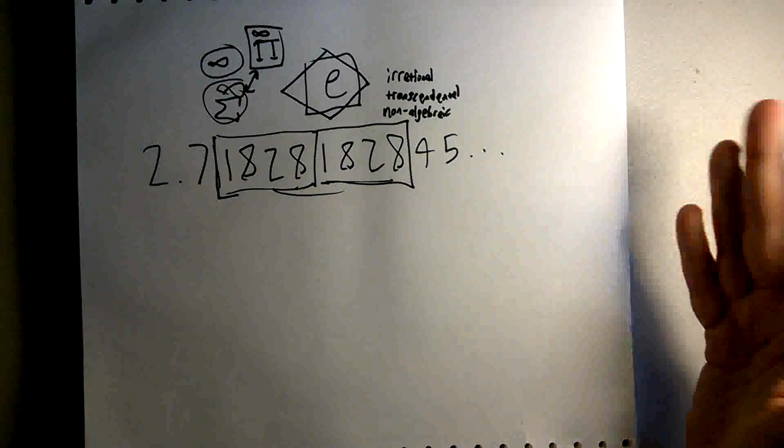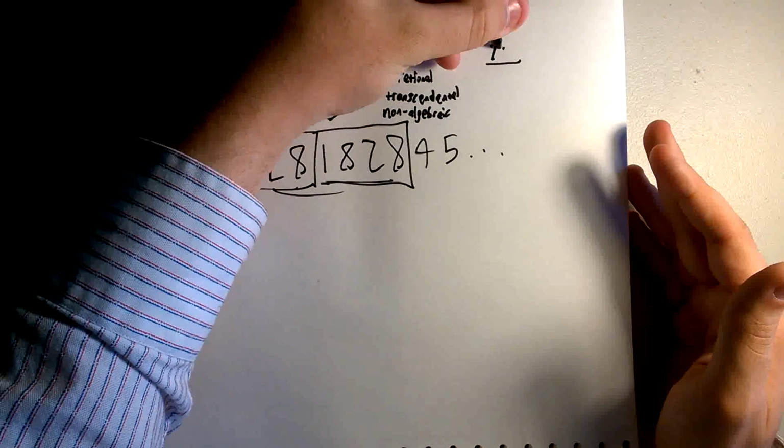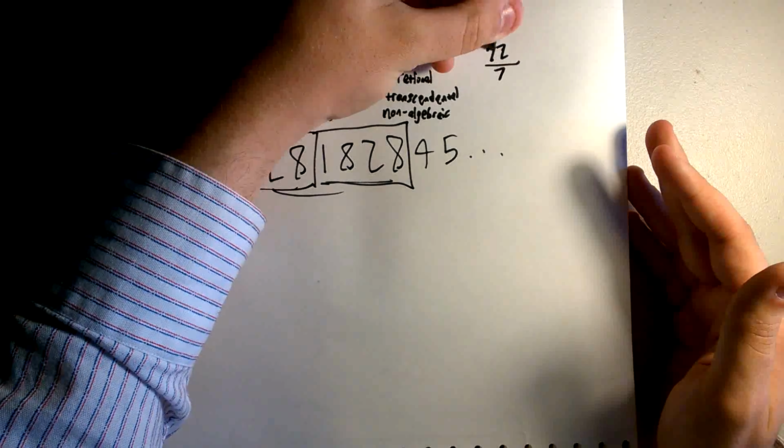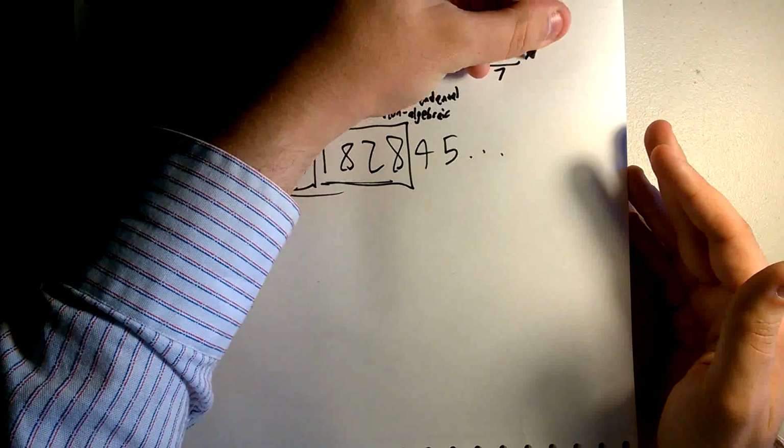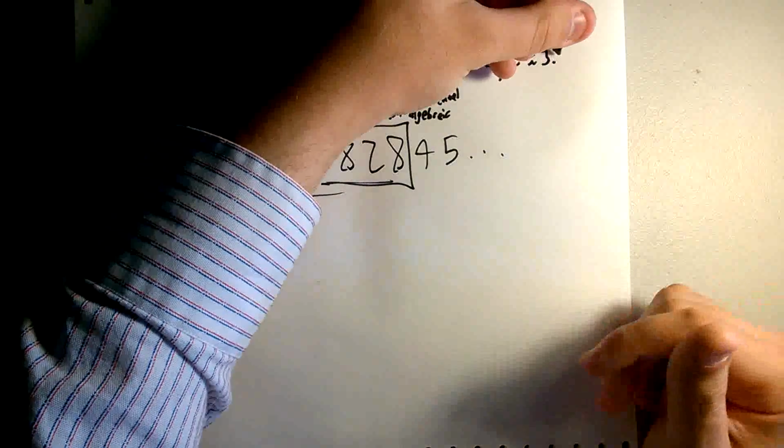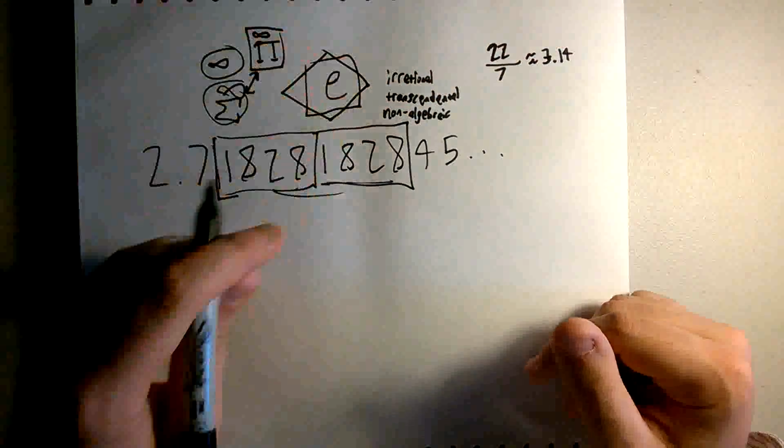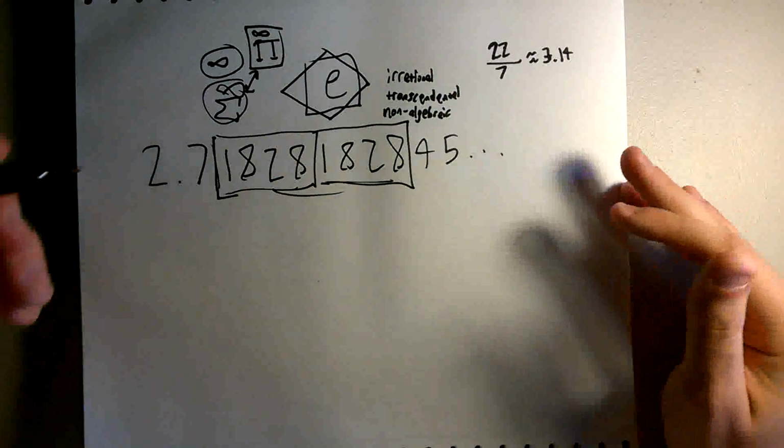So irrational, no fractions. That means 22/7 is only an approximation of 3.14. It isn't the number though. So yeah, anyway, I think that's pretty covered.